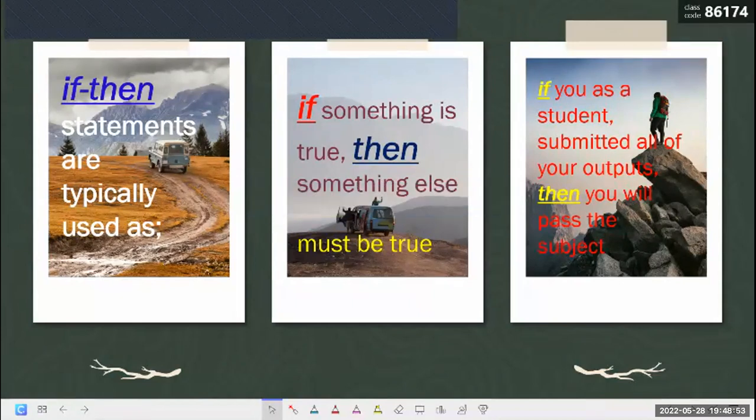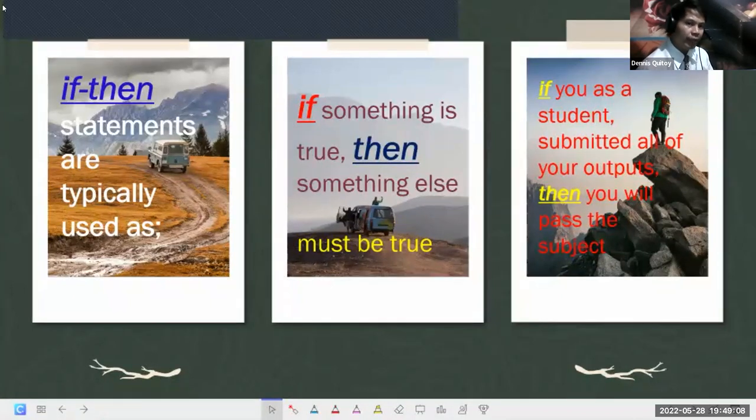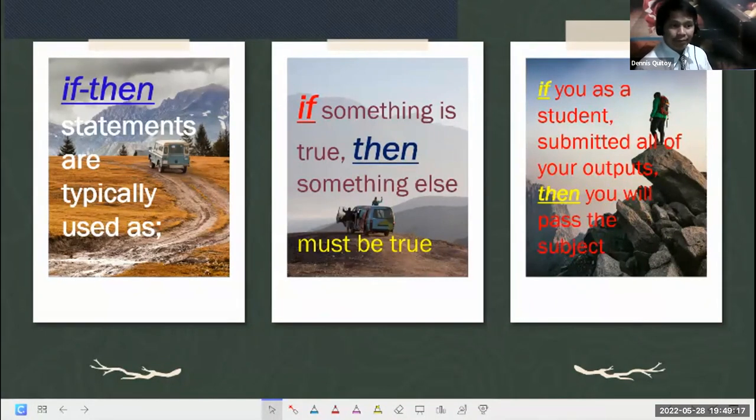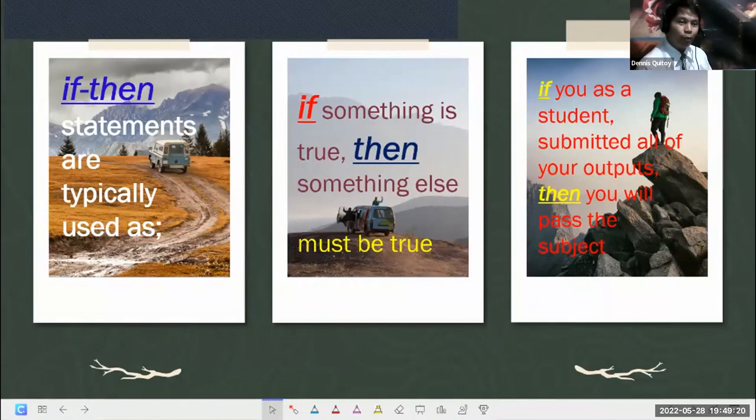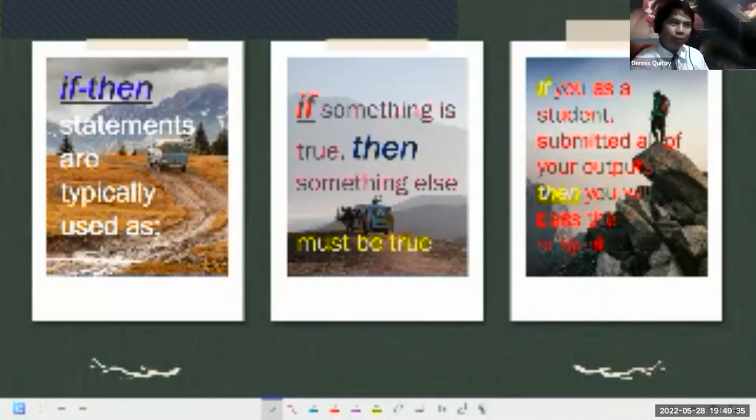Okay, napa. So, identify, is it critical reading or is it reasoning? If and then statements are typically used as critical reading or reasoning? Write your answer in the chat box. Is it critical reading or reasoning? Write in the chat box.